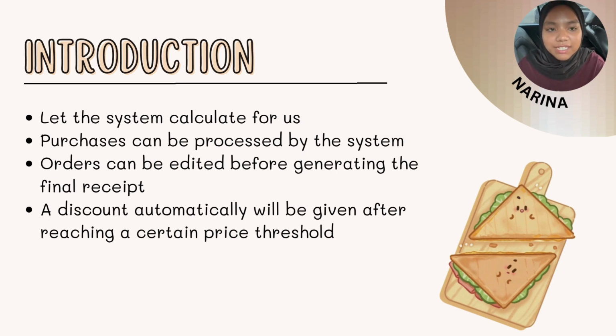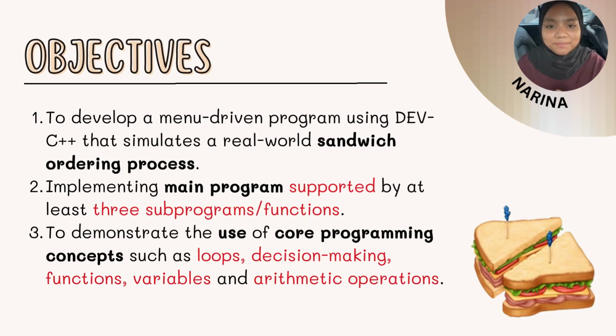So, for our introduction, our smart system simplifies the entire purchasing process by automatically calculating the totals and allowing users to edit their orders before the final receipt is generated. And our coding will also apply discounts instantly once a certain price threshold is reached. This would make the transaction faster, easier, and more accurate.